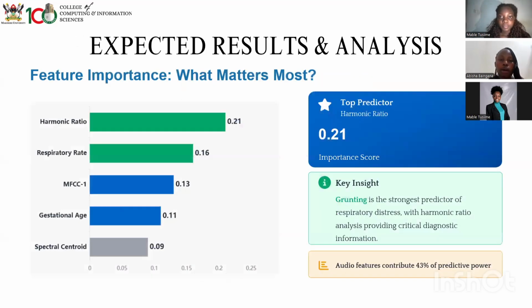Thank you. So based off our EDA, we have results that were expected and how we are analyzing them moving forward. And one is looking at the importance of the features that we have extracted and which ones matter most. So some of the features we looked at: harmonic ratio, respiratory rate, gestational age, and others. And what came up as our top predictor was harmonic ratio with an importance score of 0.21. And based off this, we managed to gather a key insight, which was that grunting, which is also expiratory breathing or a loud noise that is made as one is exhaling, is the strongest predictor of respiratory distress with harmonic ratio analysis, providing critical diagnostic information, while audio features tend to contribute about 43% of the predictive power.